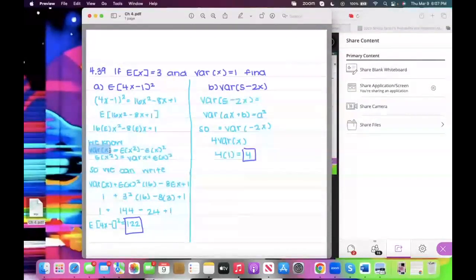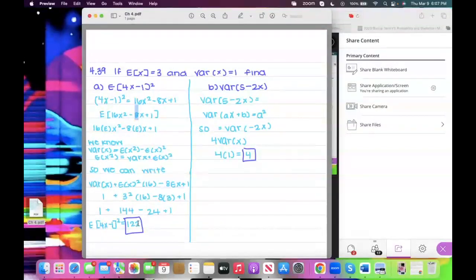I think this works. The variance equation equals E of x squared, the expected value of x squared, minus the square of the expected value of x. So I changed it around by adding this to the other side so I could get the variance of x plus the expected value of x squared, since we had that already in the equation that I created. So I used it to get the variance of x plus the expected value of x squared times 16, plus or minus 8 times the expected value of x, plus 1. And then I just plugged in the numbers that I was given to get 122 by simplifying.